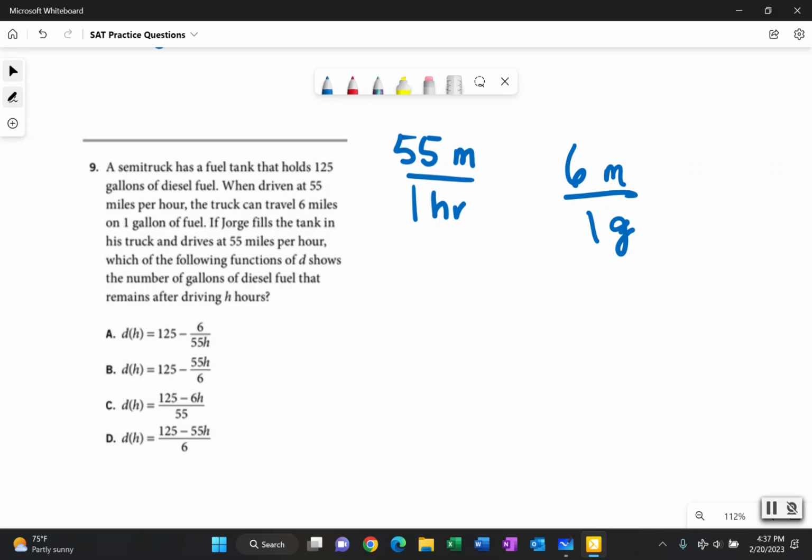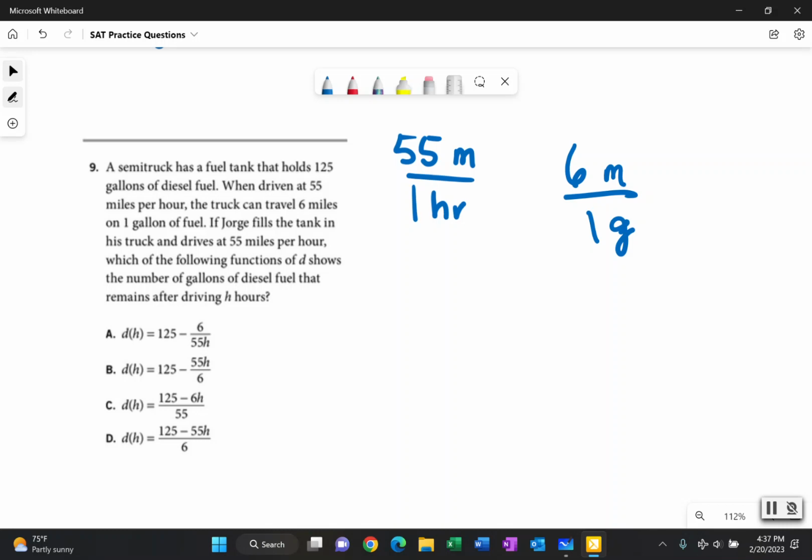All right. So here we're given a few relationships, right? I'm going to go 55 miles per hour. When I'm going at that rate, I'll be able to get 6 miles per 1 gallon. It's going to be a little confusing here with our units. We want to make sure we cancel out correctly.